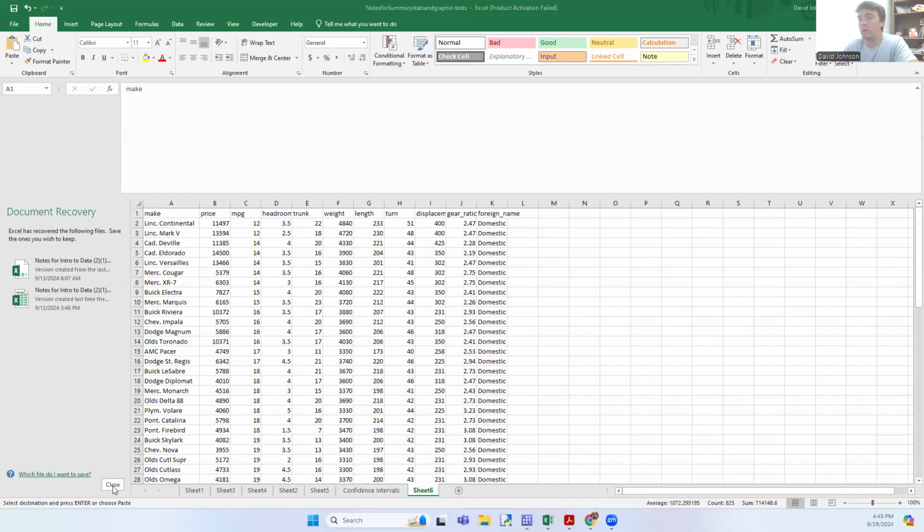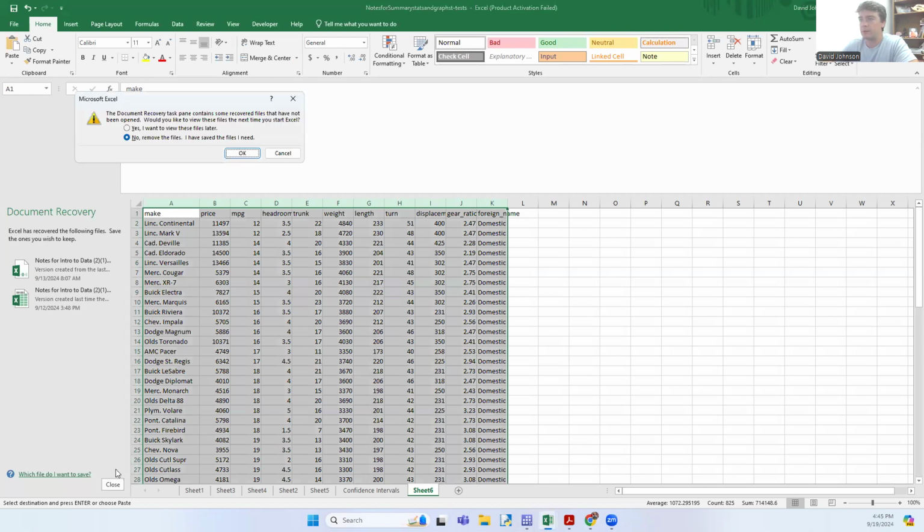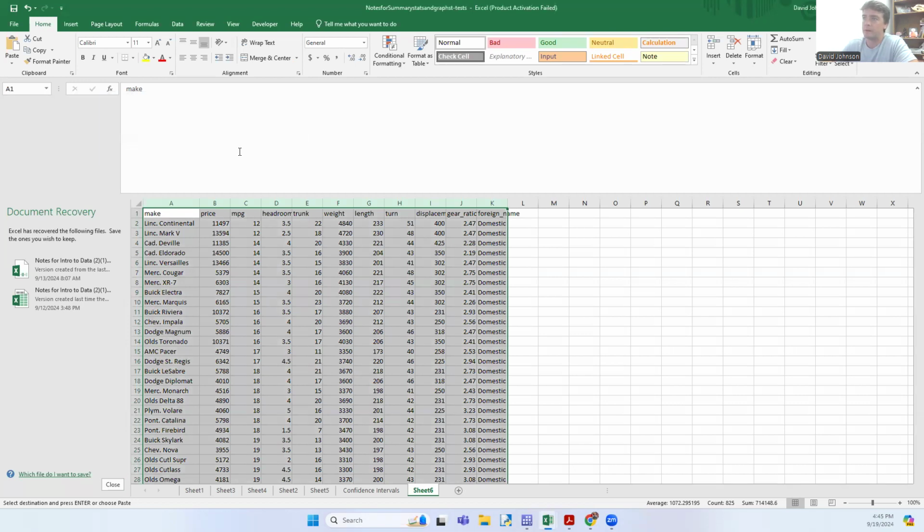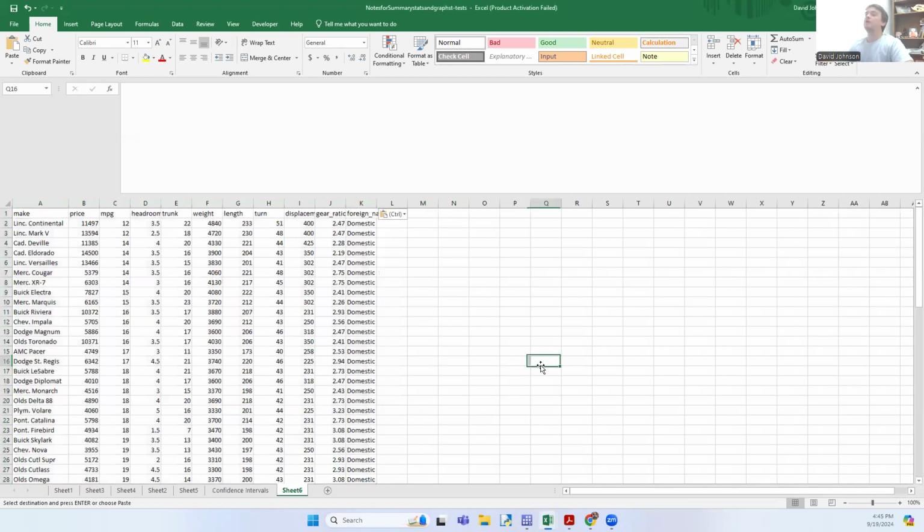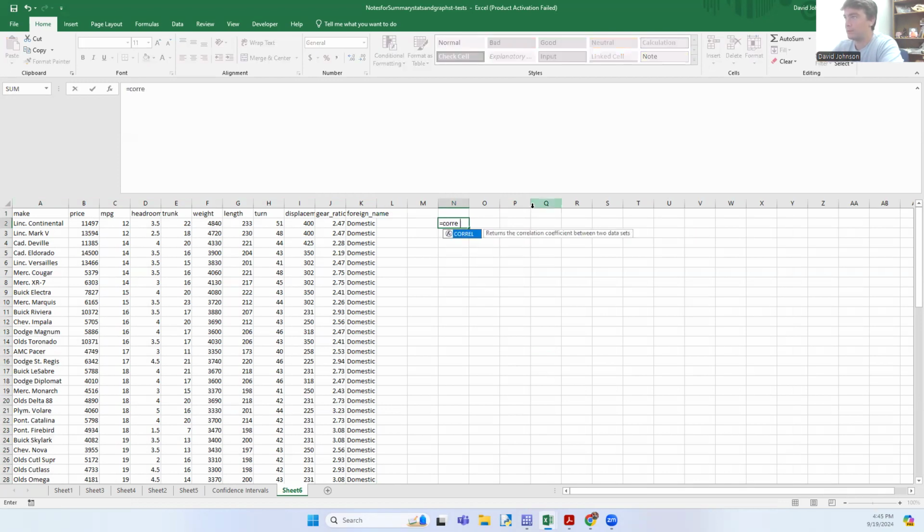All right, so what we're going to do is we want to calculate the correlation between something like price and miles per gallon. Now, there's always a short way and an easier way to do this. The short way is literally just correlation equal correlation between this variable and this variable.